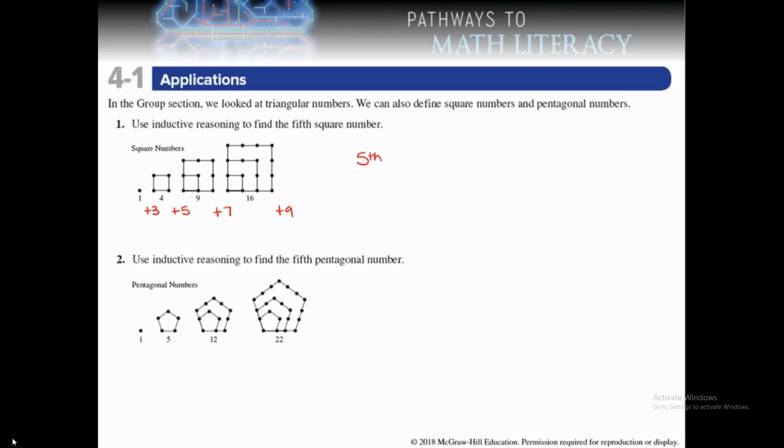In number 2, same idea for pentagonal numbers. So going from the first to the second, we add 4, and then to get to the next one we add 7, and then to get to the next one we add 10. So it's looking like each time you add 3 more than you added before that. So I would probably need to add 13 to get to the 5th one. And so the 5th one then would be 22 plus 13, which is 35.